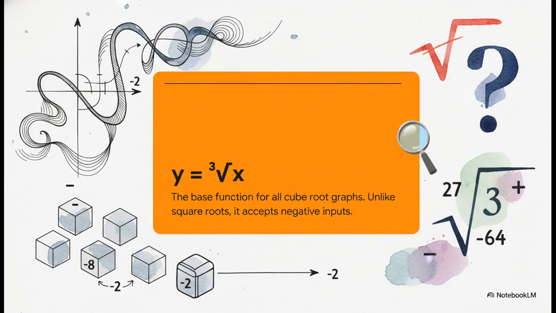Now, the single most important thing to get here is that it accepts negative inputs. Think about it, right? You can't take the square root of, say, -4. Not with real numbers. But can you take the cube root of -8? Absolutely. It's -2. And that one difference is what gives this graph its unique, two-sided shape.